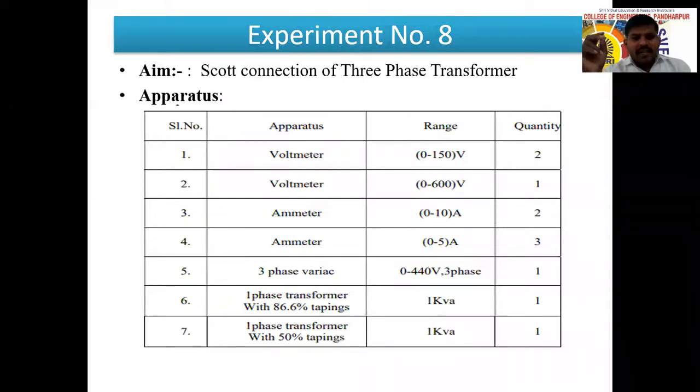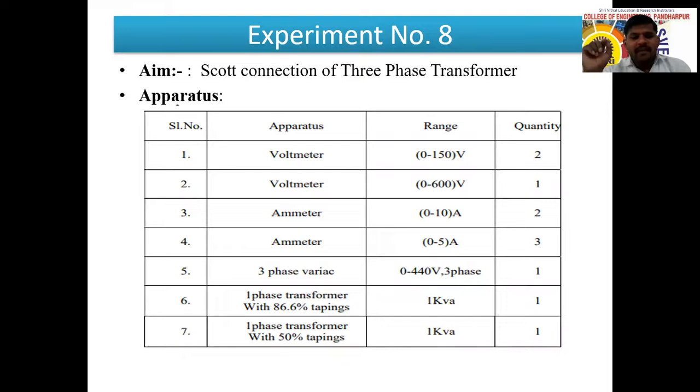Again we require one ammeter, that means three ammeters, with a 0 to 5 ampere range. Suppose we want to measure each phase current, then a 3-phase Variac, that means one auto transformer, is required, because we are applying input to the transformer by using an auto transformer. That means a variable input can be applied, and on reaching some value we take a reading.